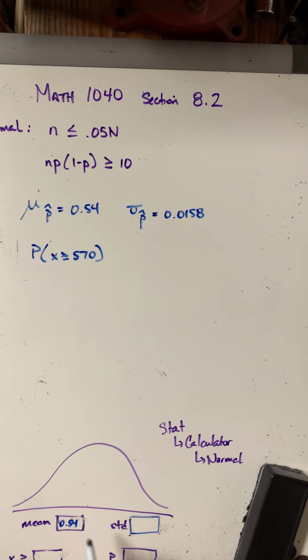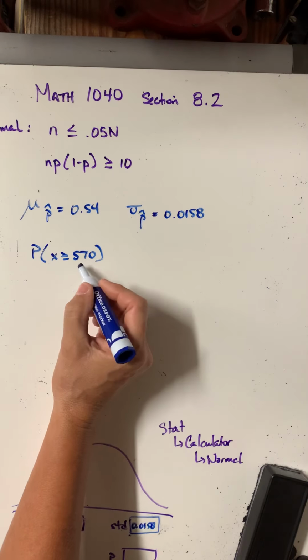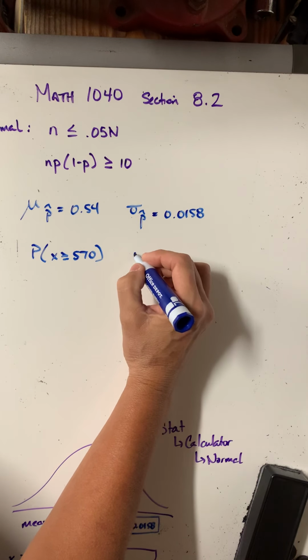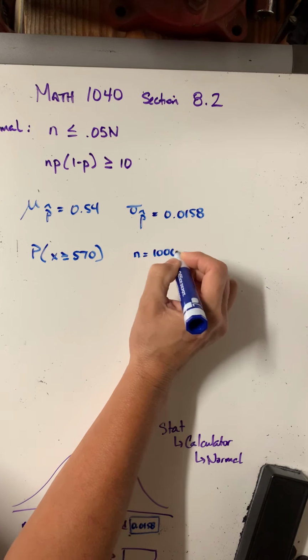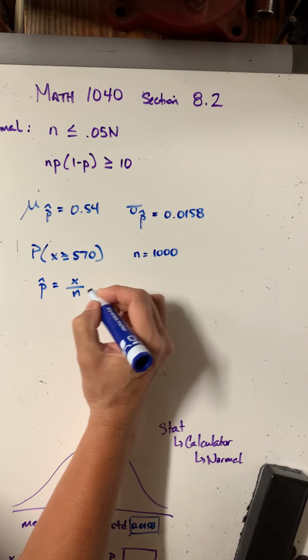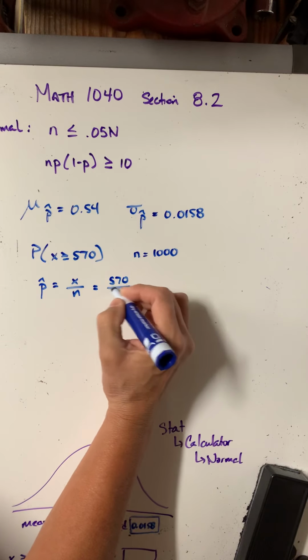Here's 0.54, here's 0.0158. They didn't give me a proportion, in fact. So why do I need a proportion? Because these are all proportions. They didn't give me a proportion, they gave me 570. But they also told me that n was 1,000. So remember, a proportion, the p hat, is x over n. So I'm going to go 570 out of 1,000.